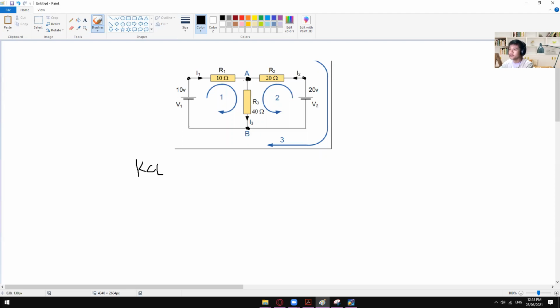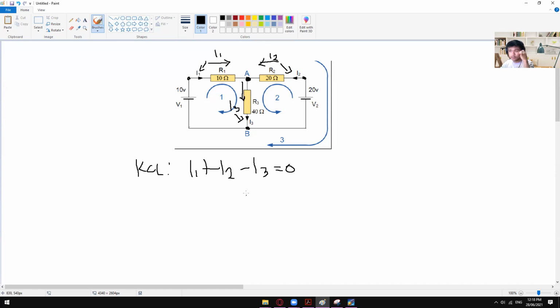If you take a look at this node, we have a current entering, I1, and another current entering, I2, which is this one and this one. Then we have another current that will leave that node, which is the I3, this one right here. Going back to our KCL, when we see entering, it is positive. So I1 is positive, the same with I2. But if it's leaving like the I3, then that should be negative. And then after that, equate that to 0.